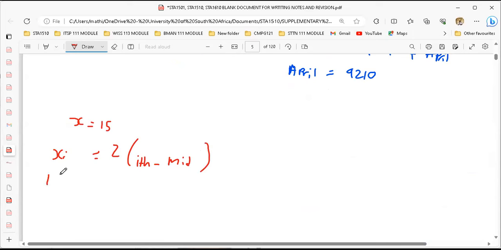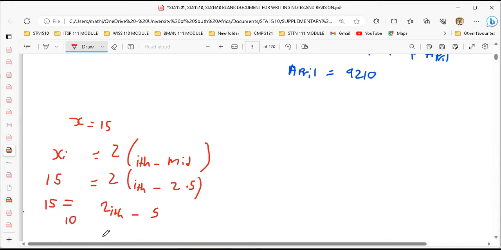And then here in this case, the value of x is equal to 15. Just going to substitute. I say 2 into, what is the ith period? I don't know the ith period. What is my middle period? I got 2.5. So therefore 15 is equal to 2 multiplied by the ith period, minus 2 multiplied by 2.5, I get 5. And then now I say 15 minus 5, and then I will get 10.